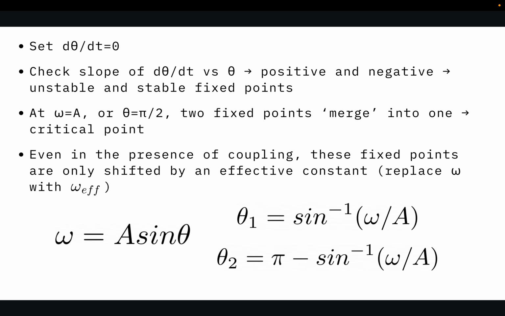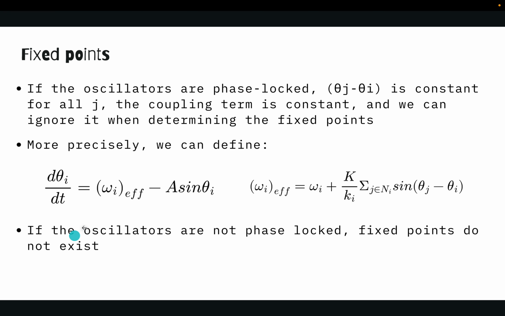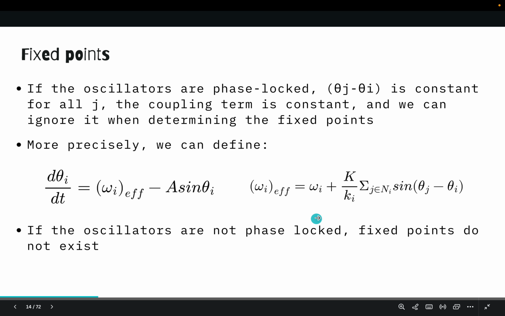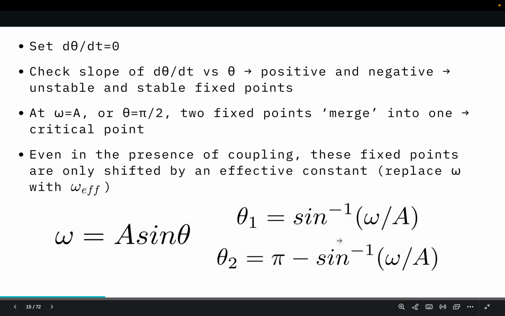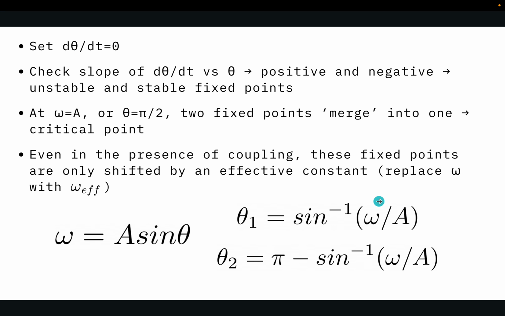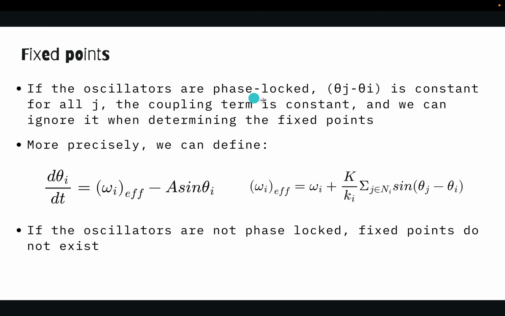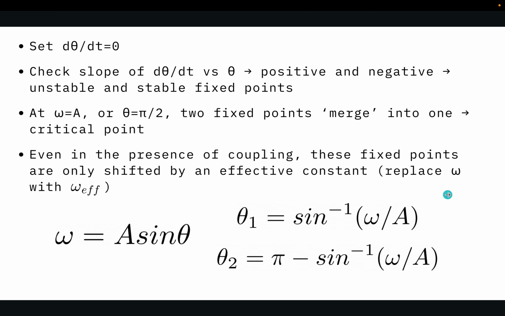Okay. And even in the presence of coupling, the notation is a bit confusing, but by omega here I actually mean omega effective. Or even if you ignore this term and just do it with omega, you get similar behavior. Omega effective is just a constant, so these fixed points are only shifted by an effective constant in the presence of coupling, but it doesn't change the dynamics. Under the assumption that everything is phase locked, that theta j minus theta i is constant, and if you further assume that everyone has exactly the same phase, then this term becomes 0, because theta j is equal to theta i, so theta j minus theta i is 0, and sine of 0 is 0.